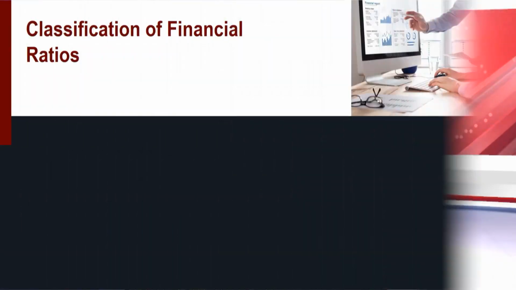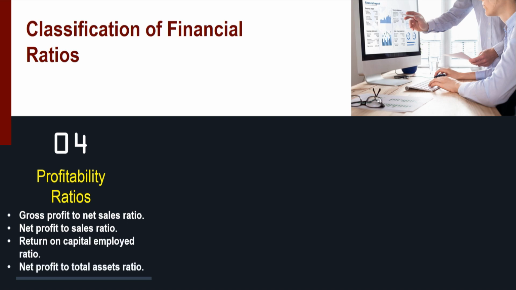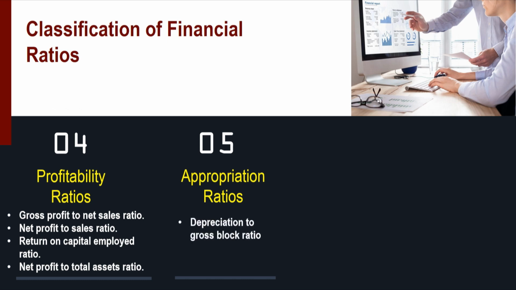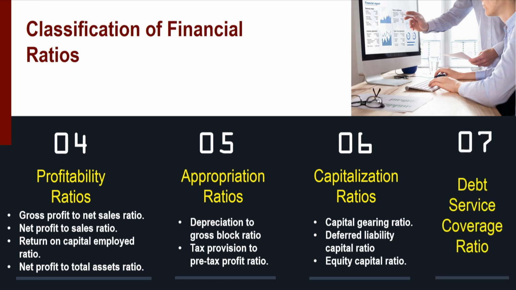The next classification is the profitability ratios, and under this we have the gross profit to the net sales ratio, net profit to the sales ratio, return on capital employed ratio, and net profit to total asset ratio. Then the next is the appropriation ratios, and under this we have the depreciation to the gross block ratio, then the tax provisions to pre-tax profit ratio. The next category is the capitalization ratios, and under this we have the capital gearing ratio, the deferred liability capital ratio, and the equity capital ratio. Then we have the debt service coverage ratio.